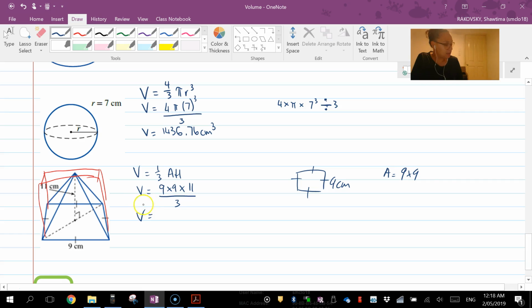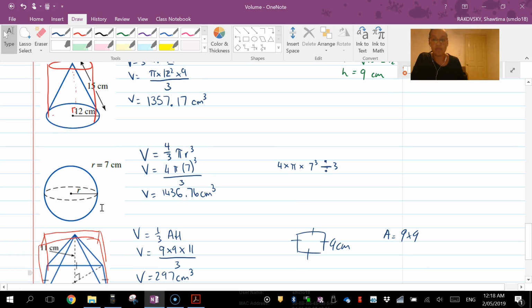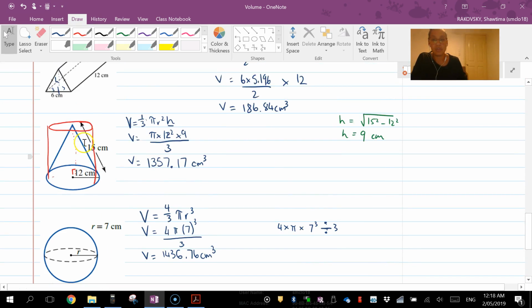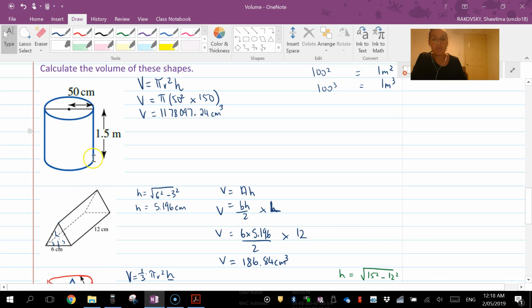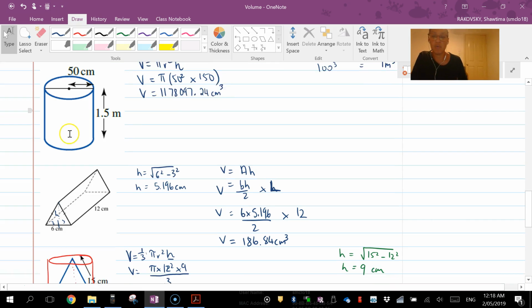Okay, so there you go. You've got 3 new-ish shapes, but maybe potentially 4 for you if you haven't done volume of cylinders before, and just an application of Pythagoras as well into these 2 questions here.